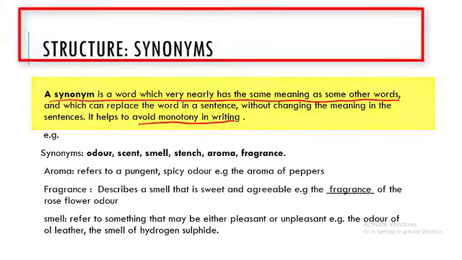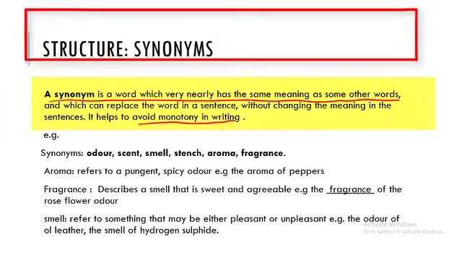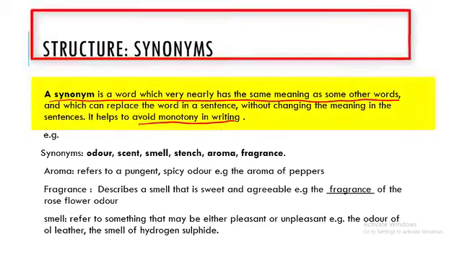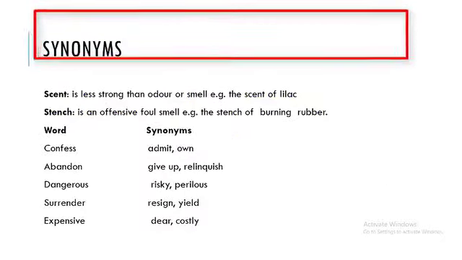Odor, scent, smell, stench, aroma, fragrance. They are all synonyms. But they are not the same. Aroma has to do with a pungent, spicy odor, something that comes from cooking. Fragrance has to do with a sweet smell, most times from flowers or your perfume. A smell is an offensive or unpleasant odor. Then we have what you call a scent. A scent is more pleasant. Then a stench is also an offensive, foul smell.